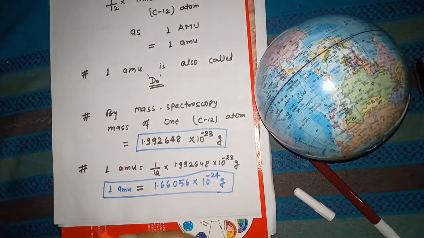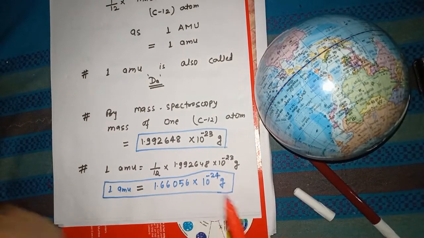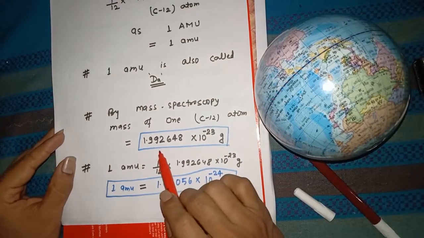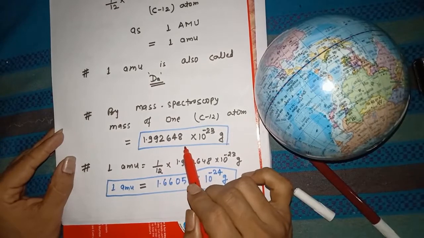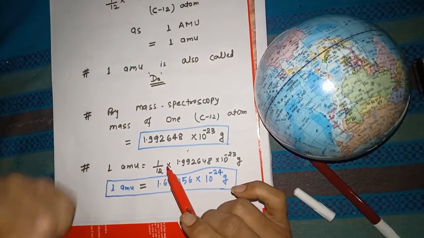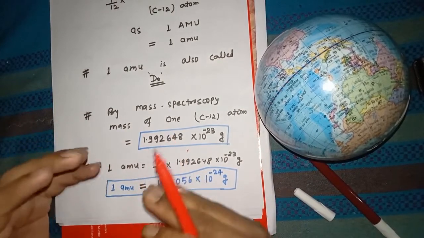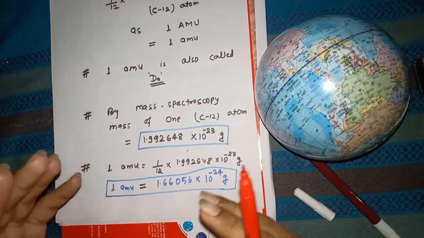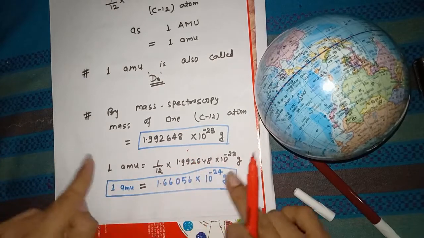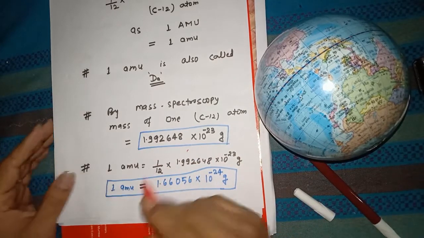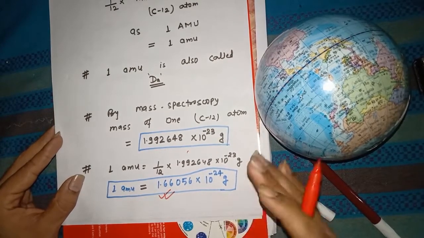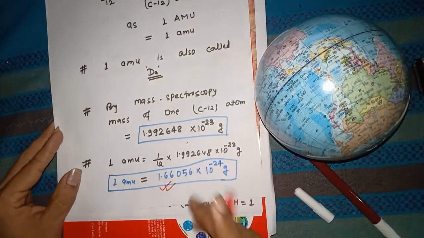By mass spectroscopy, I have told you, this device accurately measures the mass of an atom, which is found to be 1.992648 into 10 to the power minus 23 gram for one carbon 12 isotope atom. So 1 AMU is actually 1 by 12 into the mass of one carbon atom, and if we calculate it, we find that 1 AMU equals 1.66056 into 10 to the power minus 24.